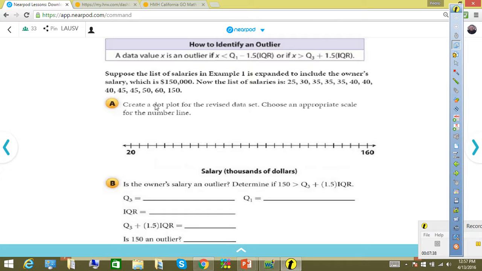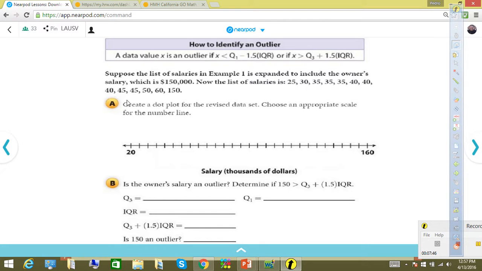Example 1. You don't have to copy all this. What I do want you to copy is the data set, which is 25, 30, 35, 35, 35, 40, 40, 40, 45, 45, 50, 60, and 150. Copy that, please. Right, example 1 and copy the data.